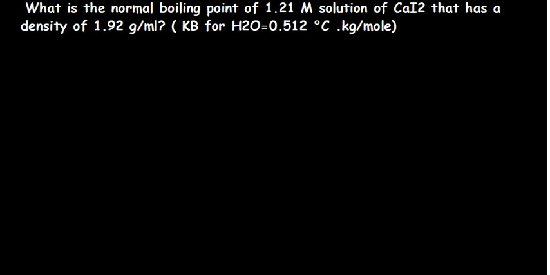What is the normal boiling point of a 1.21 molar solution of calcium iodide that has a density of 1.92 grams per milliliter? Okay, so this is now a question where you'd have to be very careful. So feel free to pause the video and just try it out. It's as simple as the previous question.